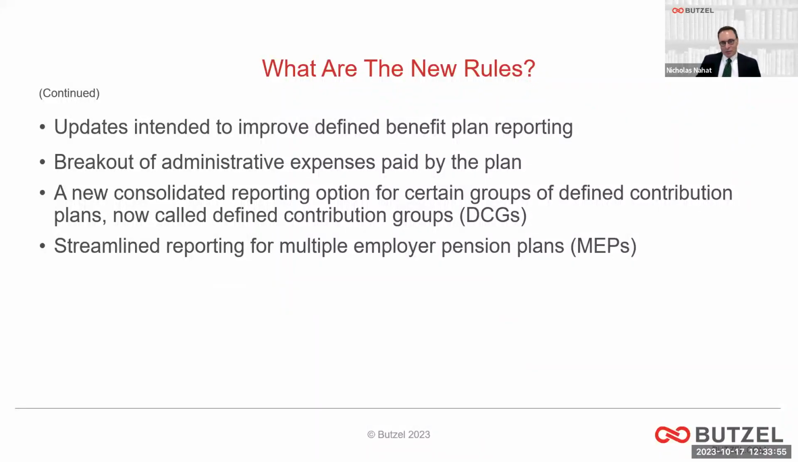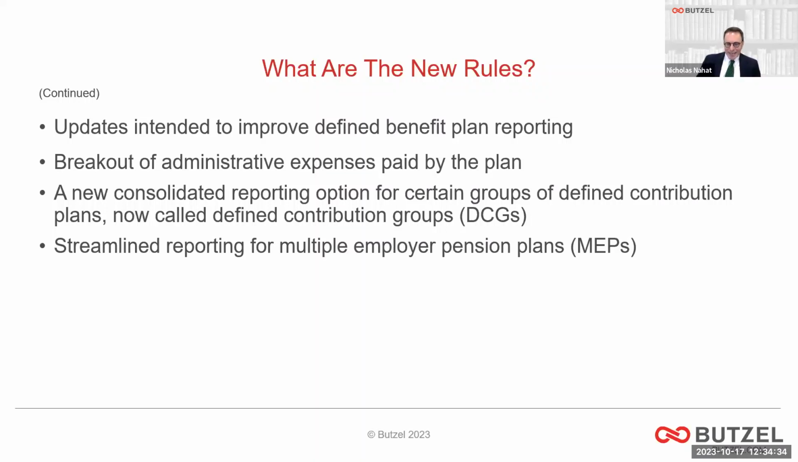Let's move on. We've still got the DCGs. We talked about the DCGs earlier. So prior to the new reporting rules, you'll recall unrelated employers that had certain common characteristics were still required to file those separate Form 5500s. So the goal of this new reporting option for these plans, remember they had to have those characteristics, fiduciary, et cetera, in common, is to streamline the burden on these plan types.